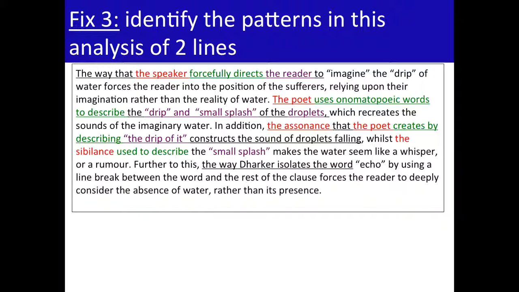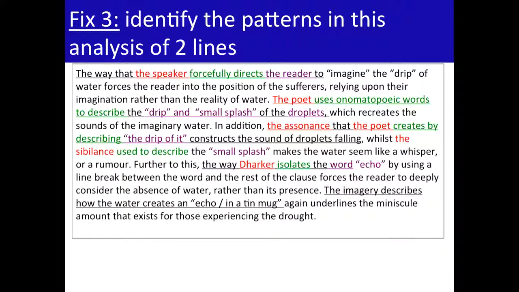Next one. Further to this, the way Darker isolates the word echo by using a line break between the word and the rest of the clause forces the reader to deeply consider the absence of water rather than its presence. So you're just looking here at the way Darker isolates the word echo by using a line break. So pause here: subject noun, verb phrase, object. Easy. Darker, subject noun, isolates, verb, the word echo, object phrase.